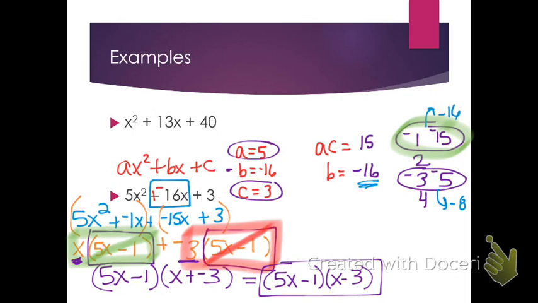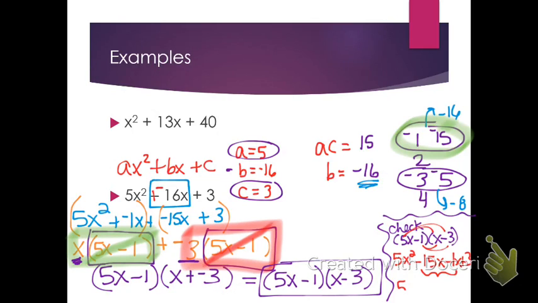Remember that you can check your work by distributing. So I'm going to do a quick little check here. Remember that factoring is the opposite of distributing. So if I distribute my answer, I should end up with the original problem. So if I distribute, I'd get 5x squared minus 15x minus 1x plus 3, and I've got some like terms. So then I get 5x squared minus 16x plus 3. So yes, that one is correct.